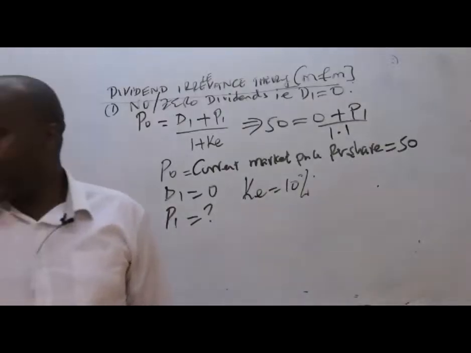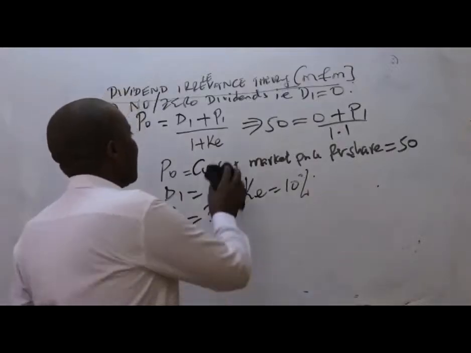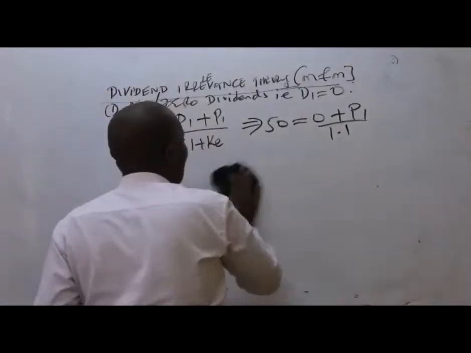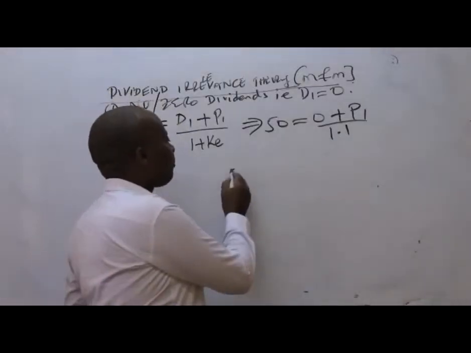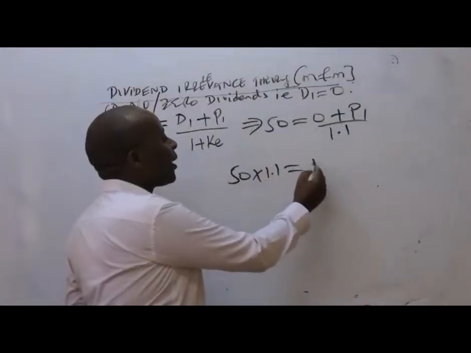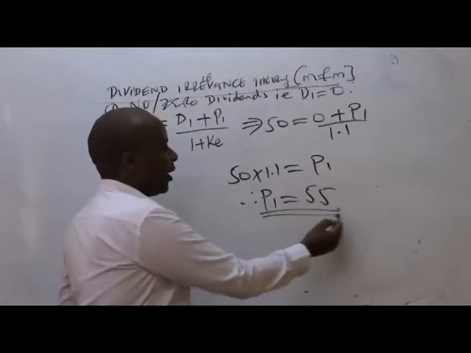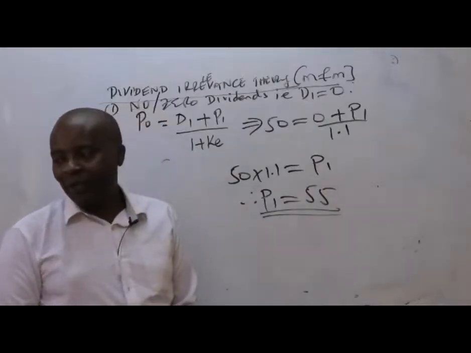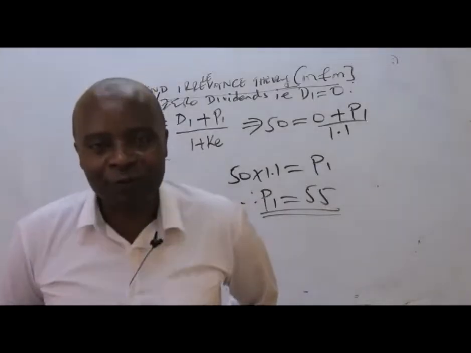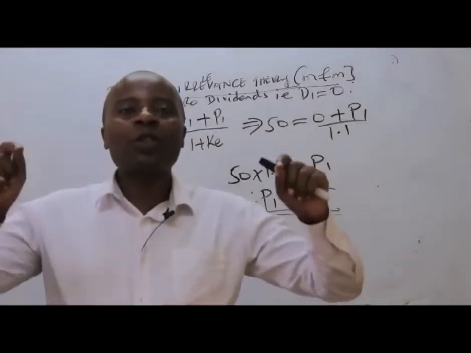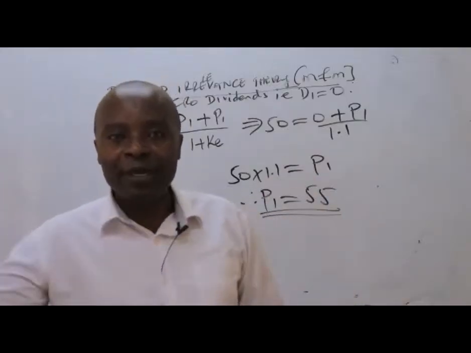So please try to make your rearrangements. If you do your cross multiplication very nicely, we have 50 times 1.1 equals P1. Therefore, P1 will be 55. Something that I'm so sure that all my students, if they were to get this kind of a question on an exam, all of them, it would have been a thumbs up.